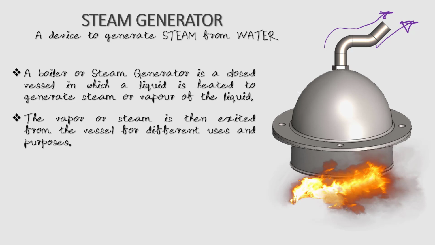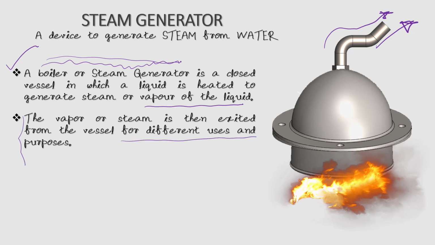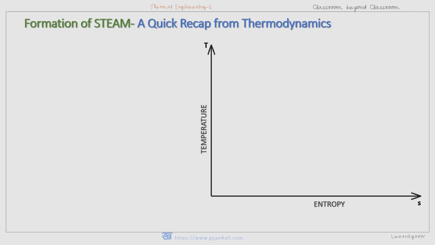Let us redefine the boiler like this. A boiler or steam generator is a closed vessel in which a liquid is heated to generate steam or vapor of that liquid. The vapor or steam is then exited from the vessel for different uses and purposes. So the steam will go to the specific site where it will be used for different purposes. It may be to run the steam engine or to run a steam turbine. Let us recall the formation of steam at different pressures from this TS diagram.